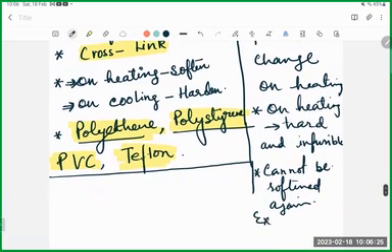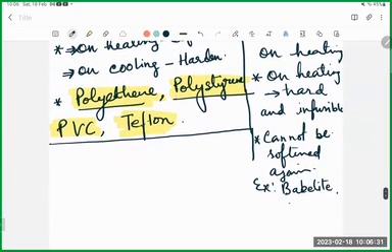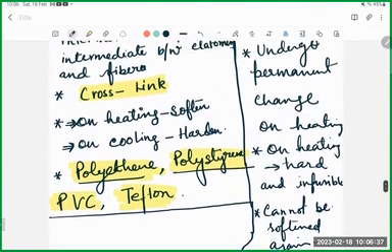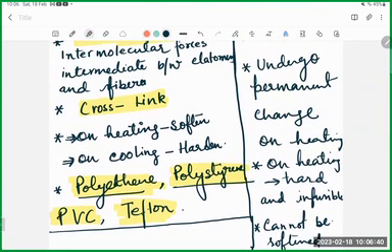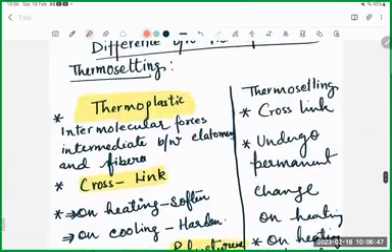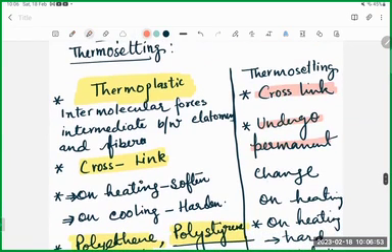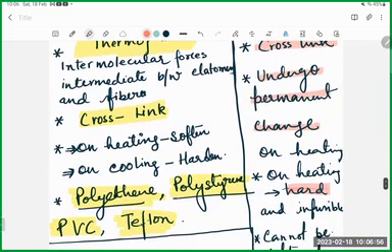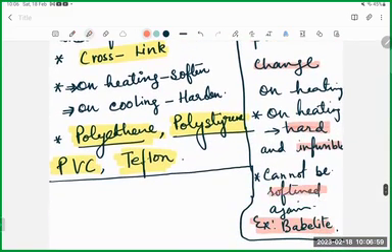So example, what we can take? Bakelite. Okay. Then I would say urea formaldehyde as a polymer, but keep only Bakelite as a simple one. Is this clear? So they are also having the cross link, but the difference what we are observing is they are undergoing the permanent change. They become hard on heating, infusible, and cannot be brought to again the softened form, right? So what is the example for it? Bakelite. Clear? It is clear? Yes. Yes, okay.